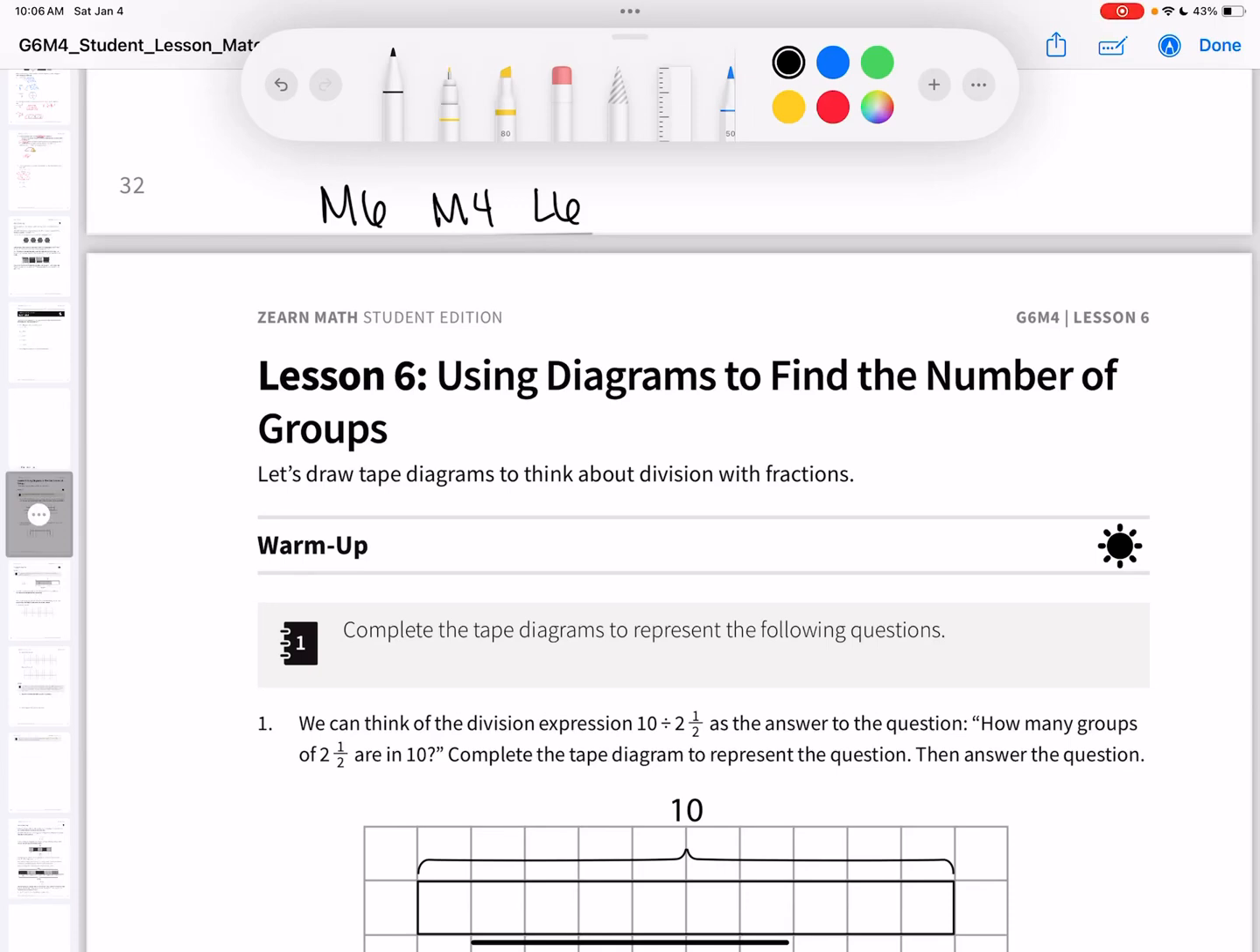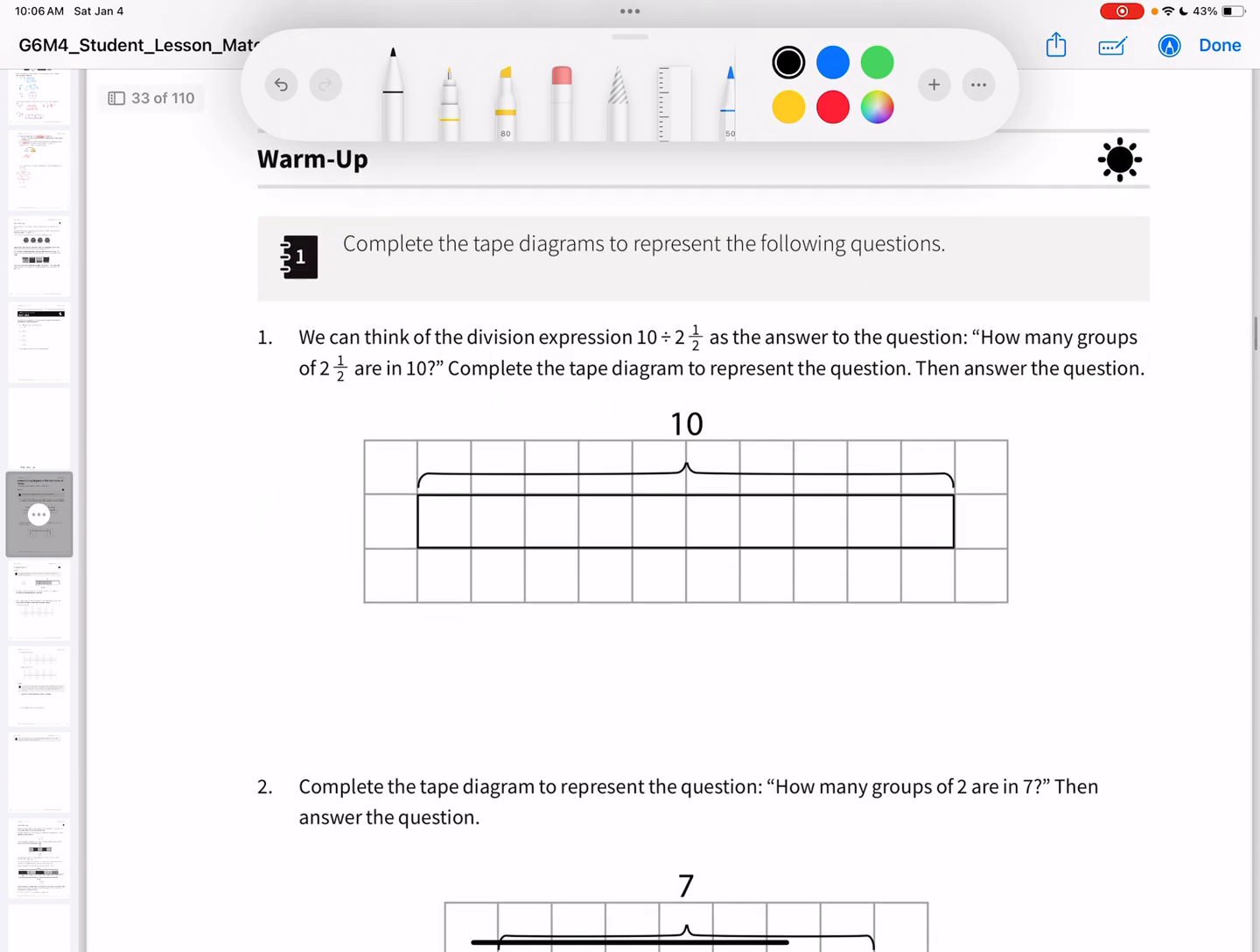Today we're doing Math 6, Mission 4, Lesson 6, using diagrams to find the number of groups. All right, so 1 says, complete the tape diagram to represent the following questions. 1, we can think of the division expression 10 divided by 2 1/2 as the answer to the question, how many groups of 2 1/2 are in 10? Complete the tape diagram to represent the question, then answer the question.